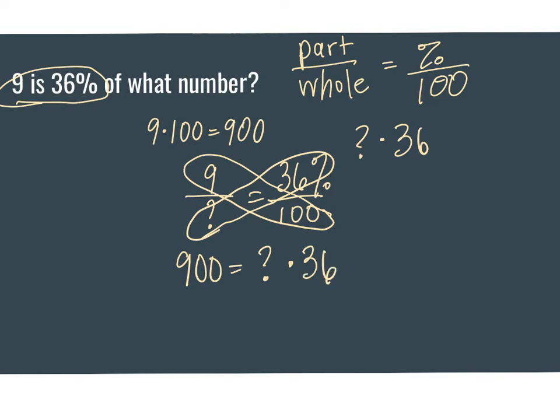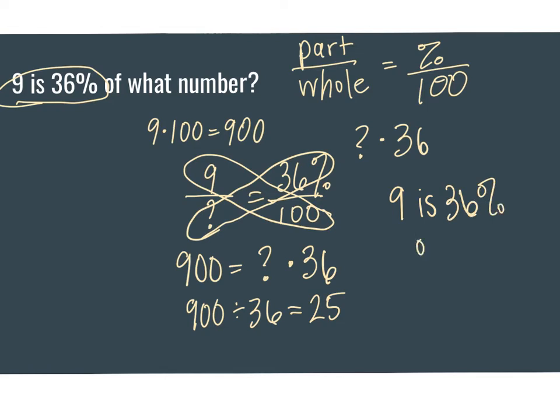Now, what I want you to start noticing in the patterns that you're seeing here is that we're always going to divide by the number that's left alone with an unknown. So here we can see that 36 is on the equal side by itself. We have an unknown number attached to it. We need to divide here to solve. So we're going to take 900 divided by 36, and that's going to give us 25.